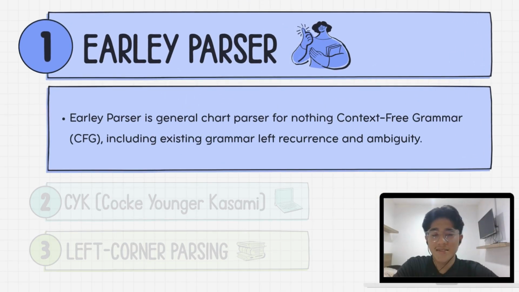So, let's look at the first algorithm, which is Earley parser. Earley parser is a general chart parser for any CFG. Do you know what CFG is? The CFG is context-free grammar, including existing grammar, left recursion, and ambiguity.